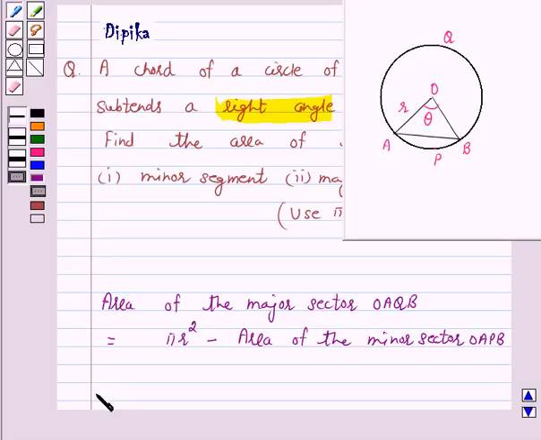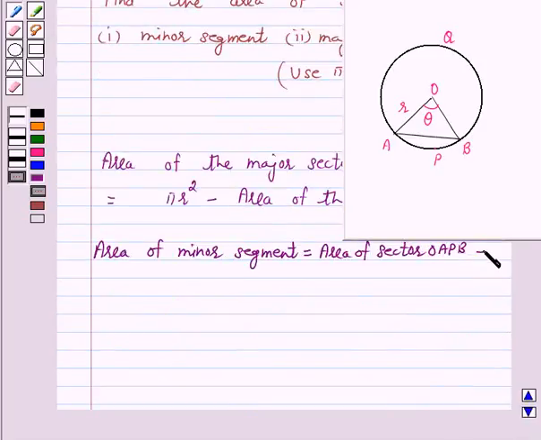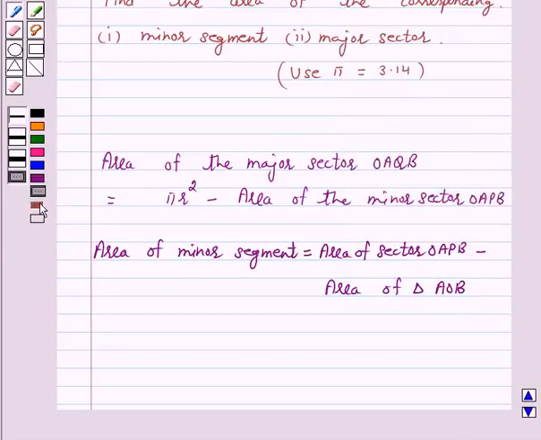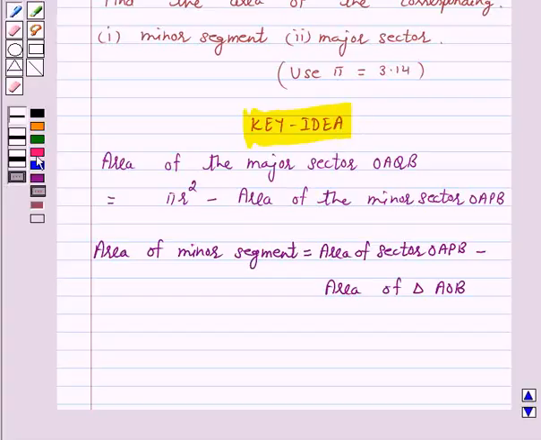Now, the area of the minor segment is equal to the area of the sector OAPB minus the area of triangle AOB. So this is the key idea behind our question. We will take the help of this key idea to solve the above question. So let's start the solution.